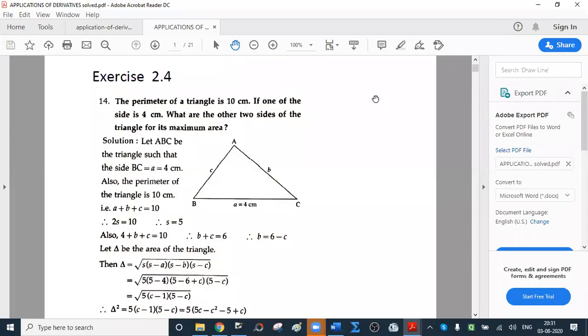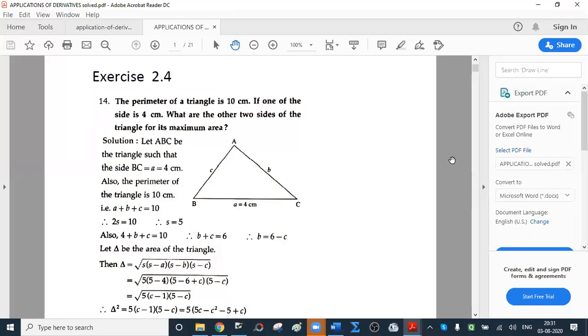Now sum number 14. The perimeter of a triangle is 10 centimeter. If one of the sides is 4 centimeter, what are the other two sides of the triangle for maximum area? Let ABC be the triangle such that BC equal to a. See, this is the convention. Side opposite to angle A has its length denoted by small a. So it is 4 centimeter.